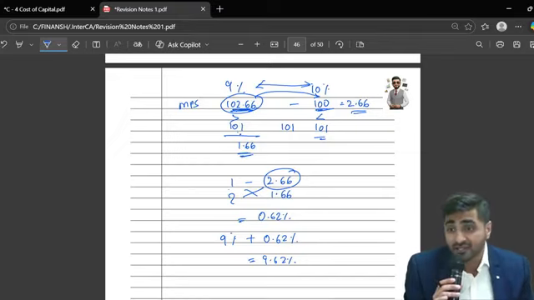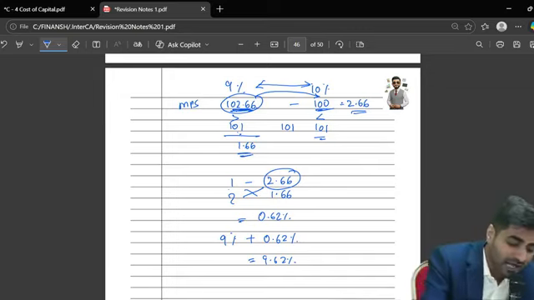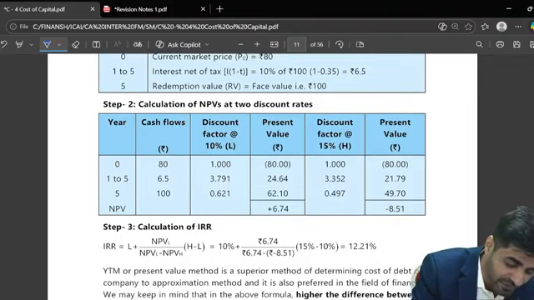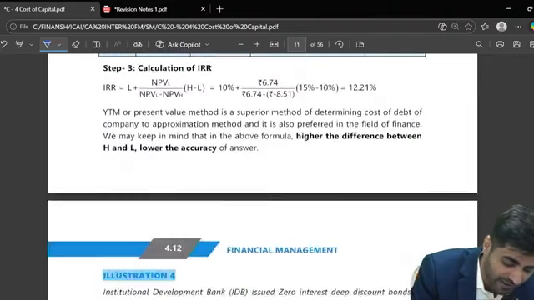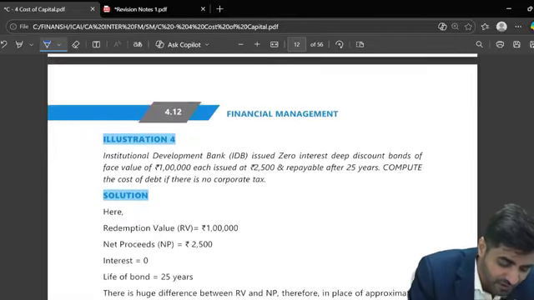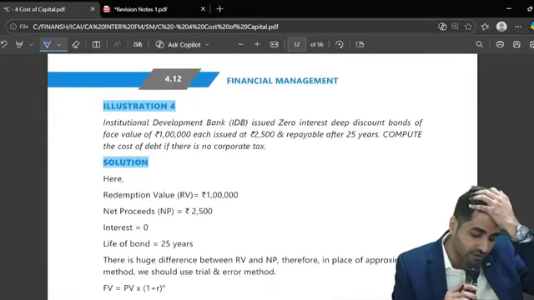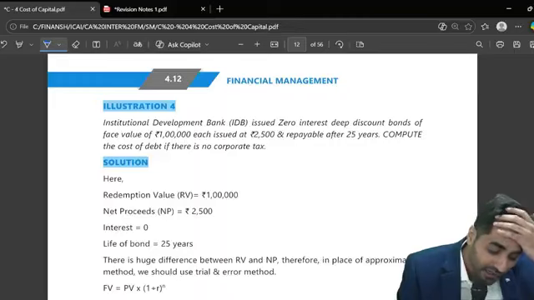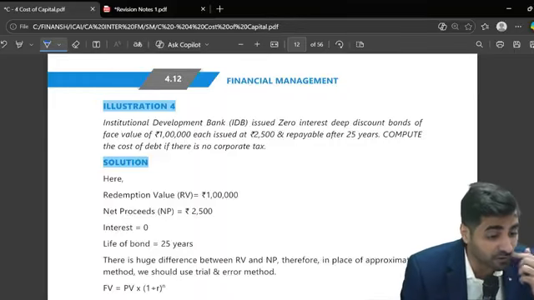Okay. Are you guys understanding this? So this is your YTM. Okay. Which is very similar to your IRR method. Now, this is what even they have told you how to do it by using IRR calculation. They have given some examples. Okay. But before that, let us solve this particular question, illustration 4. See what is given to you.